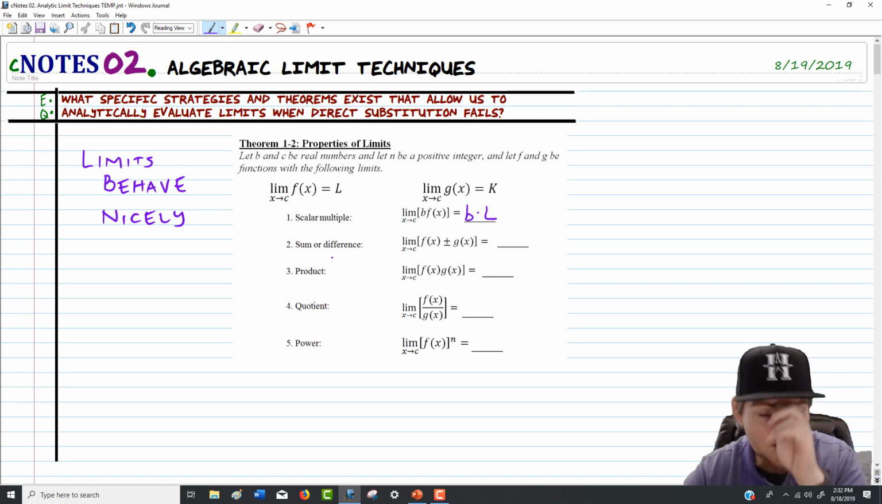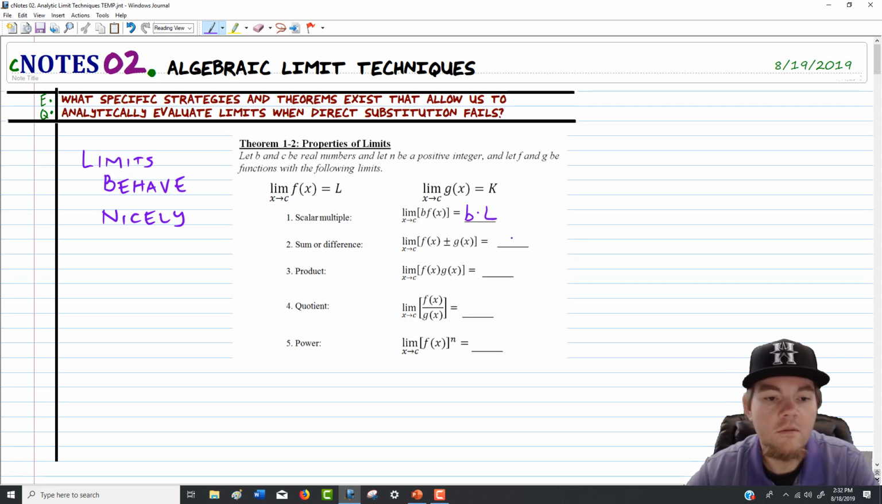So in here, the second property, sum or difference, we have the limit as x approaches c of f of x plus or minus g of x. Well, in that case, we're just going to add the two limits together. We'll have L plus or minus k. I'm sorry, I said add. It could have been add or subtract, depending on the situation. For product, exactly like you'd expect, if we multiply the functions f and g, their limit will be L times k.